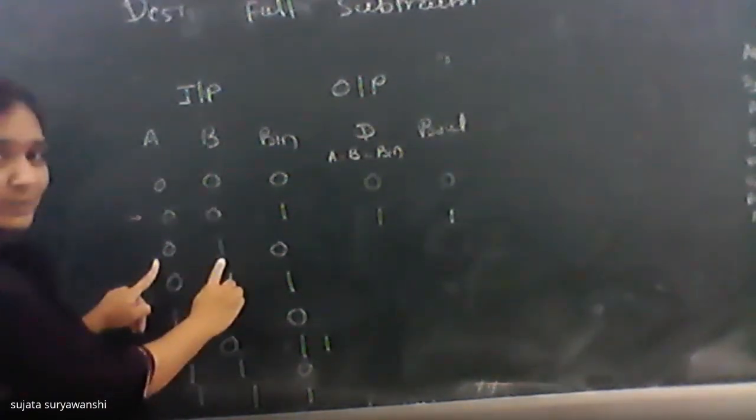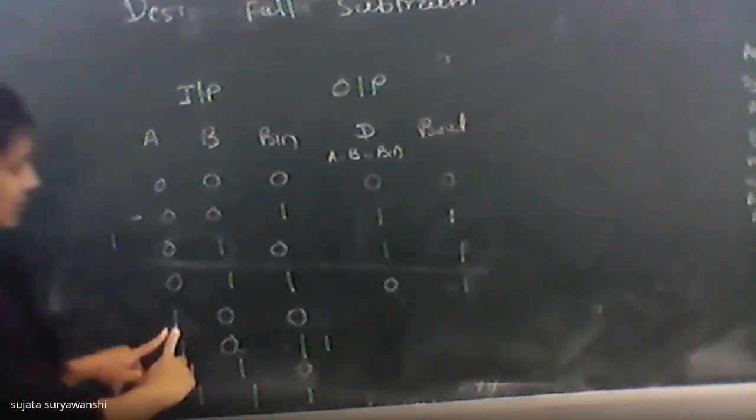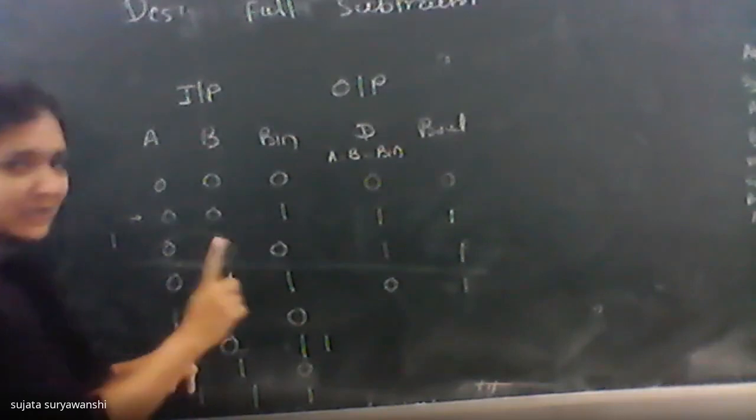Similarly, 0 minus 1, difference is 1 and you are getting borrow 1. But after this, 1 minus 0, difference is 1. Write down 1 here, and in the previous operation you are getting borrow 1, so write down borrow 1. For this combination, 0 minus 1, difference is 1, borrow is 1. Then 1 minus 0, difference we get 0, but for the previous operation we are getting borrow 1, so write down borrow 1.